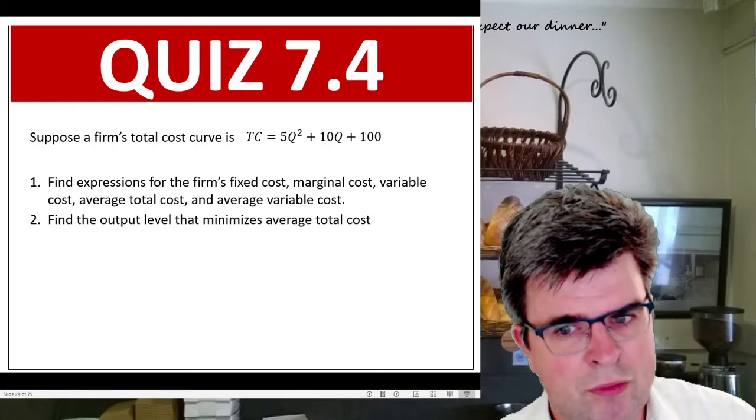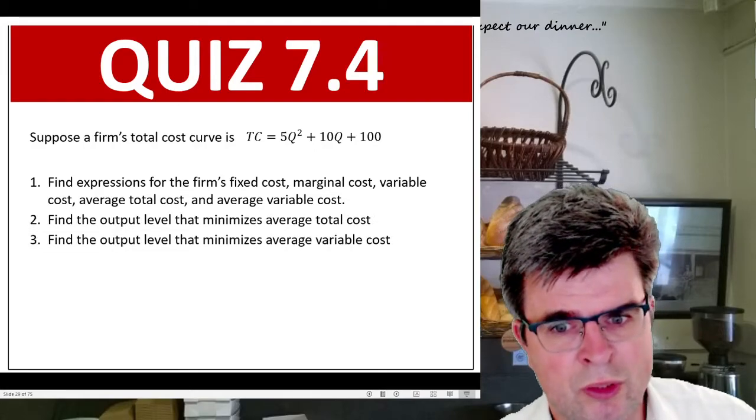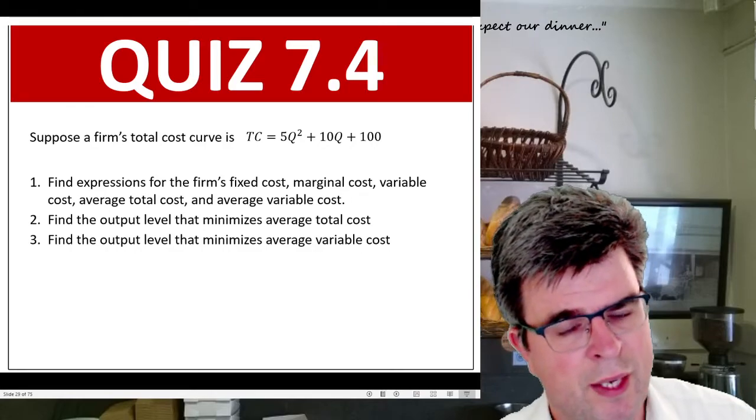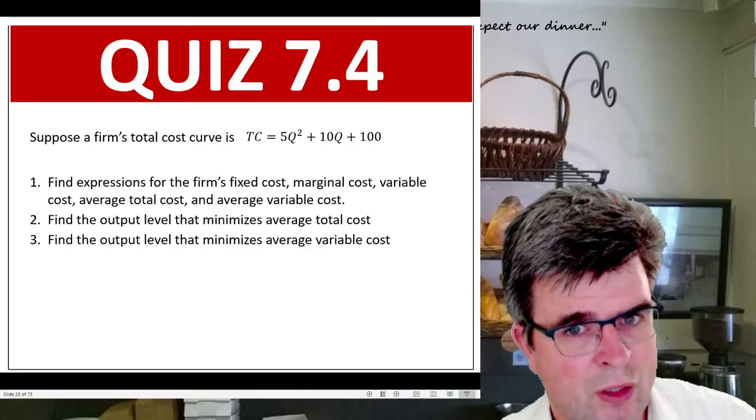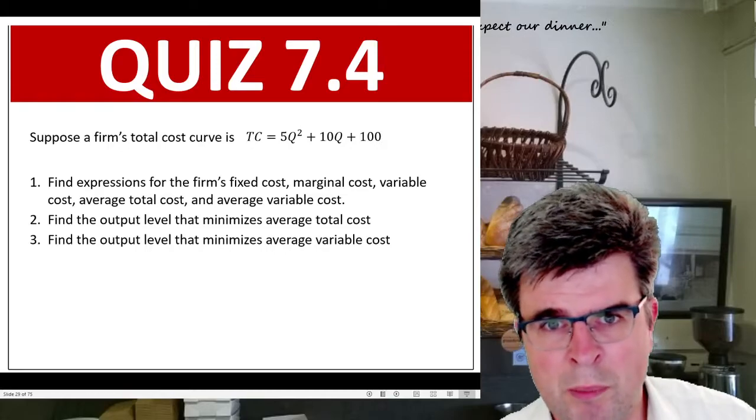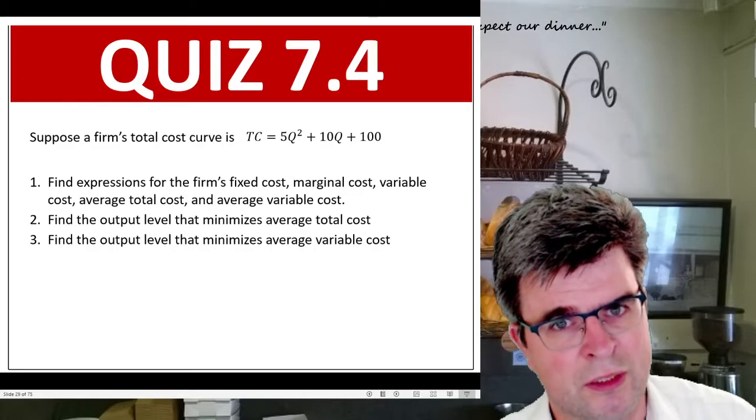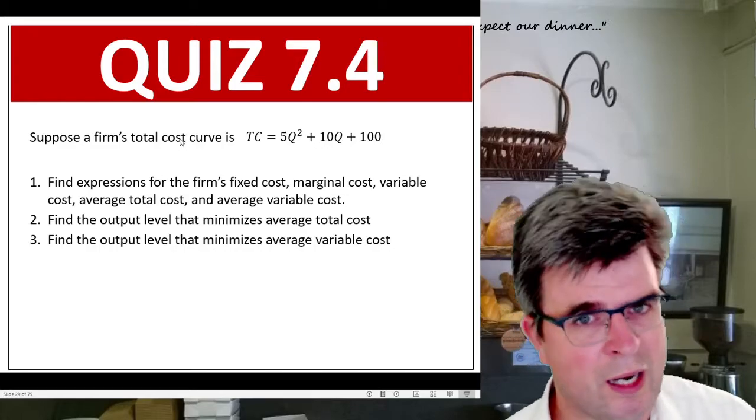Find the output level that minimizes the average total cost and find the output level that minimizes the average variable cost. Good luck. It should not be a problem if you have paid attention to the exercise that we just did. And I will see you after the break.